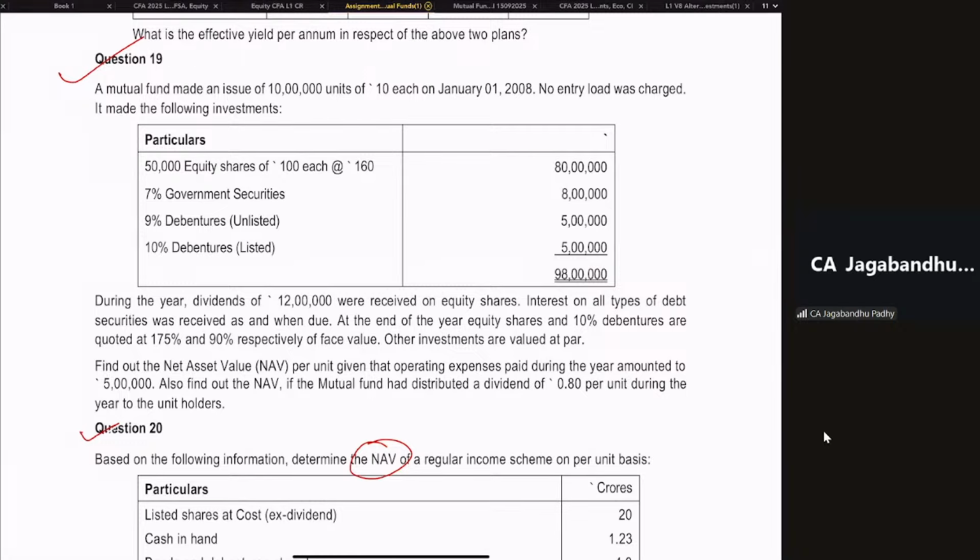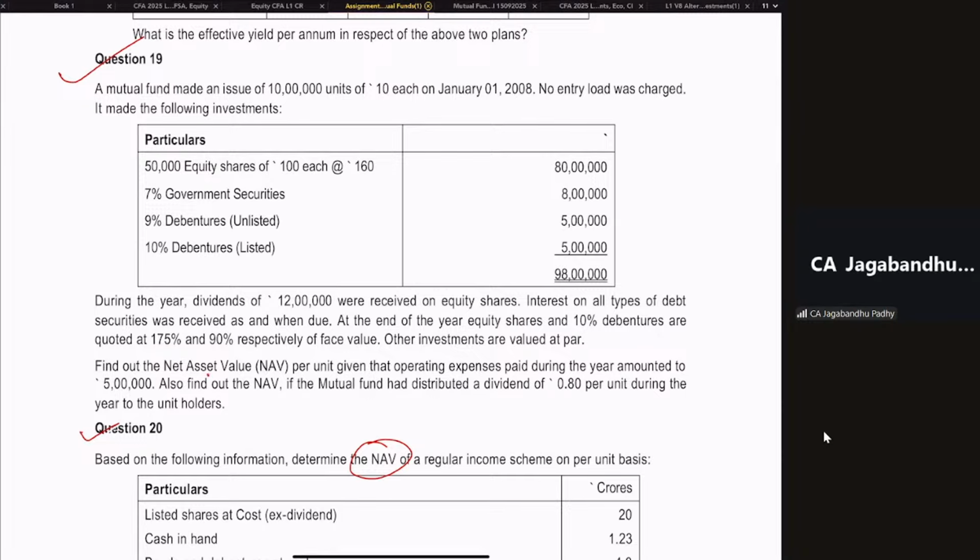How much will be the cash balance left, guys? You can see 10 lakh units into 10, so 1 crore is the total money collected, out of which 98 lakh is spent in acquiring the assets. 2 lakh is left as cash balance. Then you have adjustments wherein you receive the dividend of 12 lakh. Interest on all types of debt securities was received as and when due, and at the end of the year, equity shares are valued at 175% and debentures are valued at 90%. Other investments are going to be valued at par.